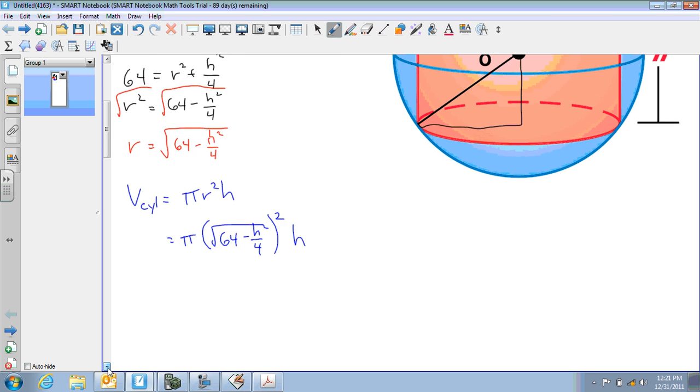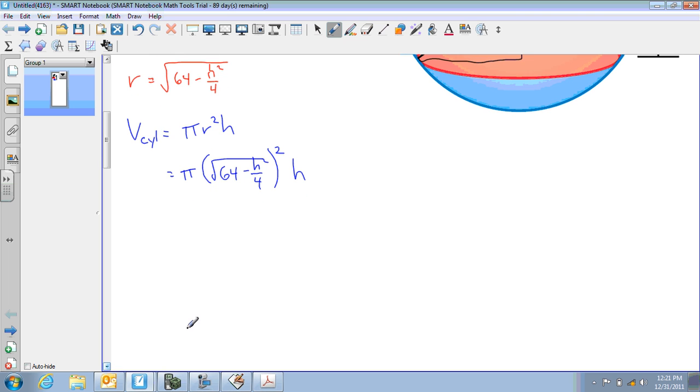Let me work a little bit more math here and give myself a little bit more room. Since I have the square of a square root, that's going to equal pi times 64 minus h squared over 4, times h.